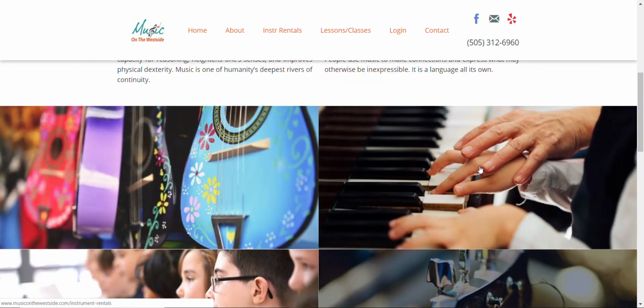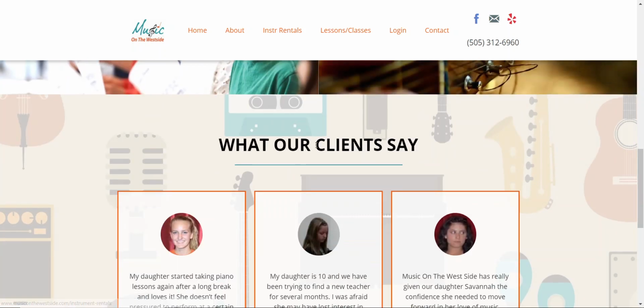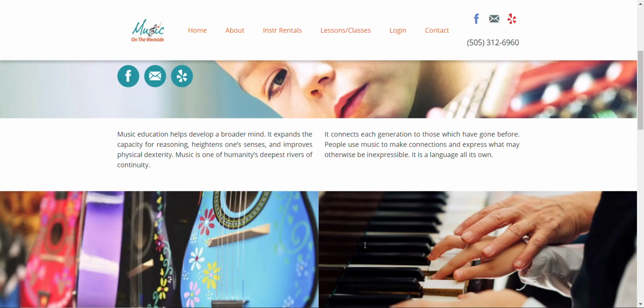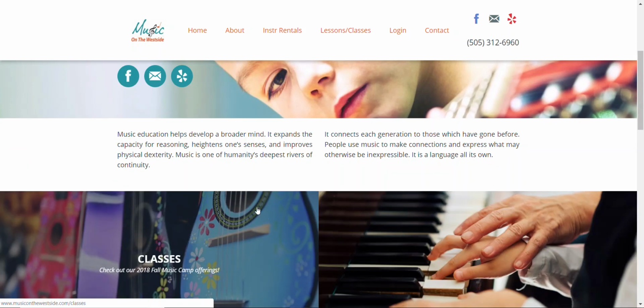Okay, we got hands on the piano. I want to see faces. I want to see people playing the piano. So this is really good here, these testimonials. I haven't read them, but they look short. They're not too long. It's not asking a lot of me. I'd maybe bump these up to maybe even here.